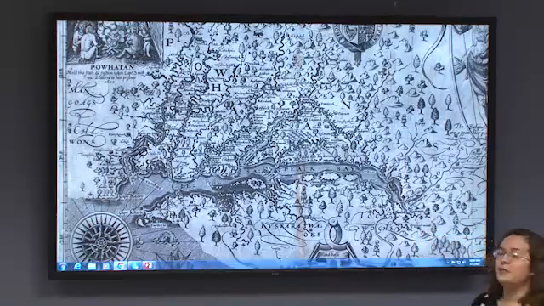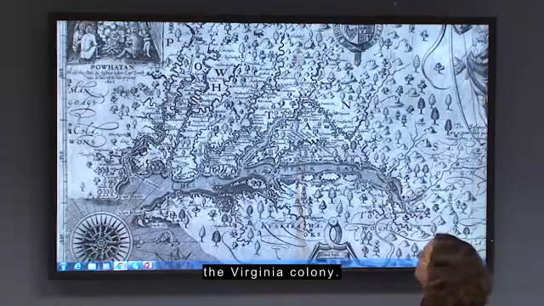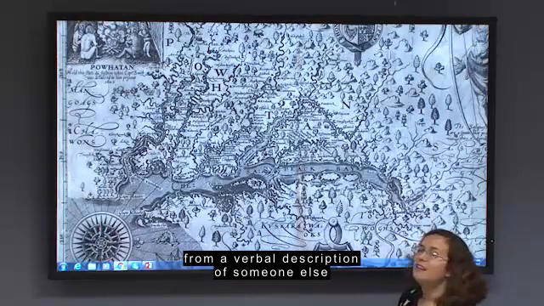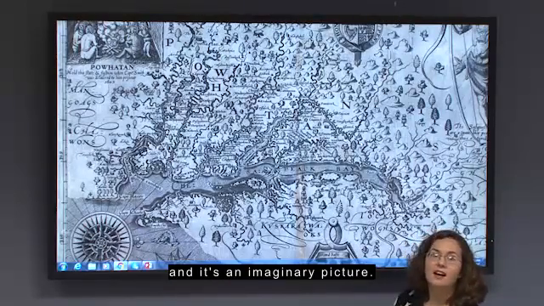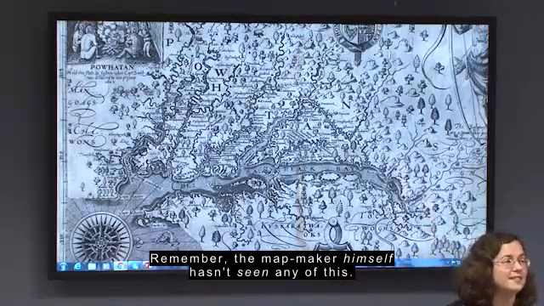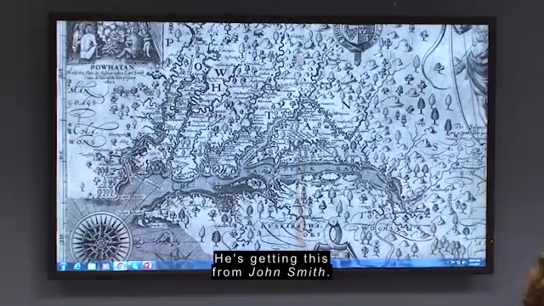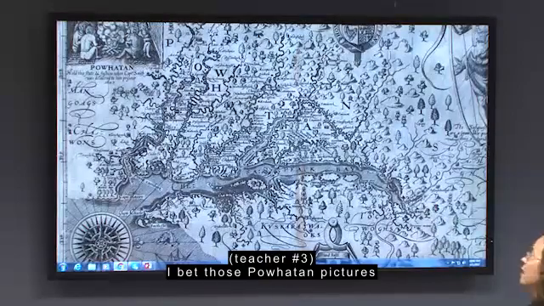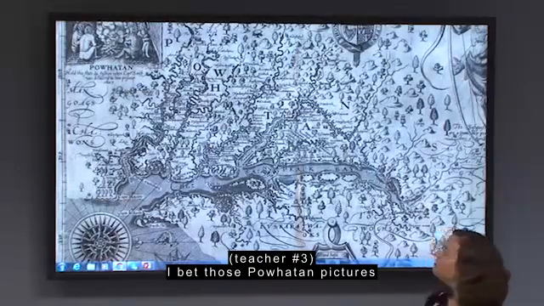Yes. Well, of course, the Virginia colony. Well, he's drawing it off of a verbal description of someone else, and it's an imaginary picture. Right. Remember, the map maker himself hasn't seen any of this. He's getting this off of John Smith. I bet you got those pictures of the Powhatans.